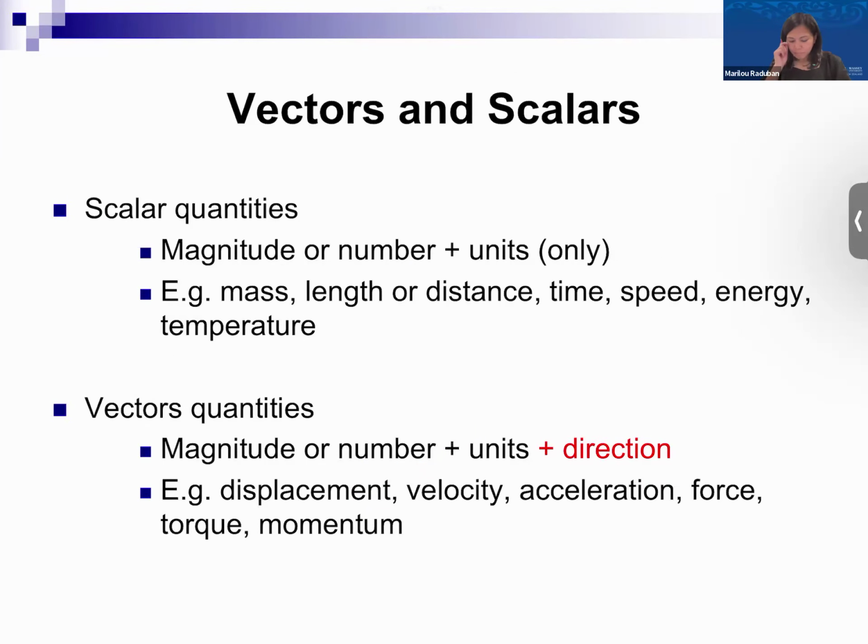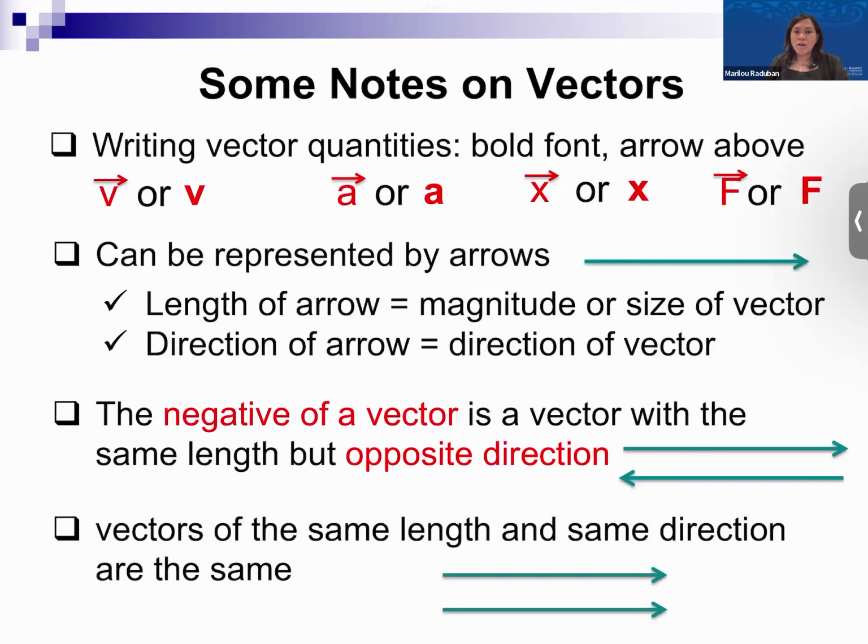Vectors represent the magnitude or size of the quantity as well as the direction. And usually vectors are represented by either a bold font or an arrow above the symbol. So this is the vector representation for velocity, acceleration, displacement. And this week we will talk about forces as well.